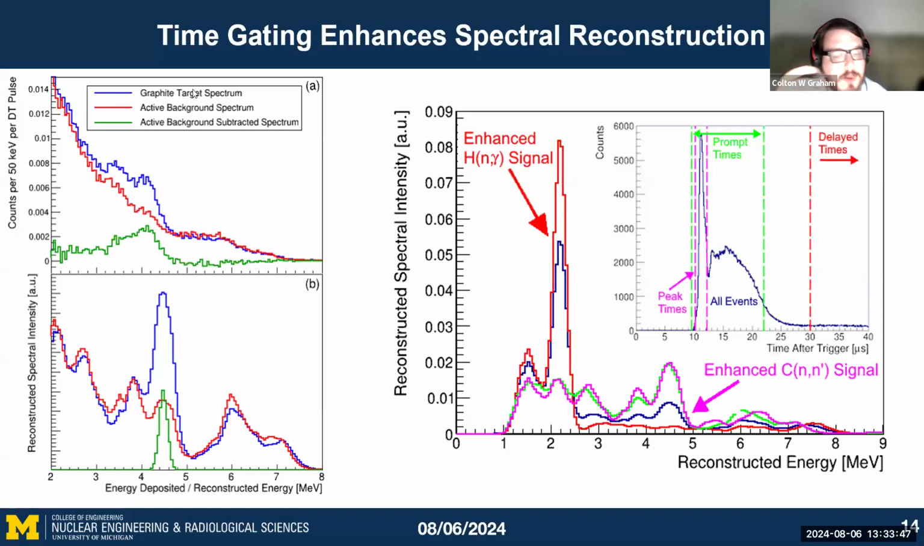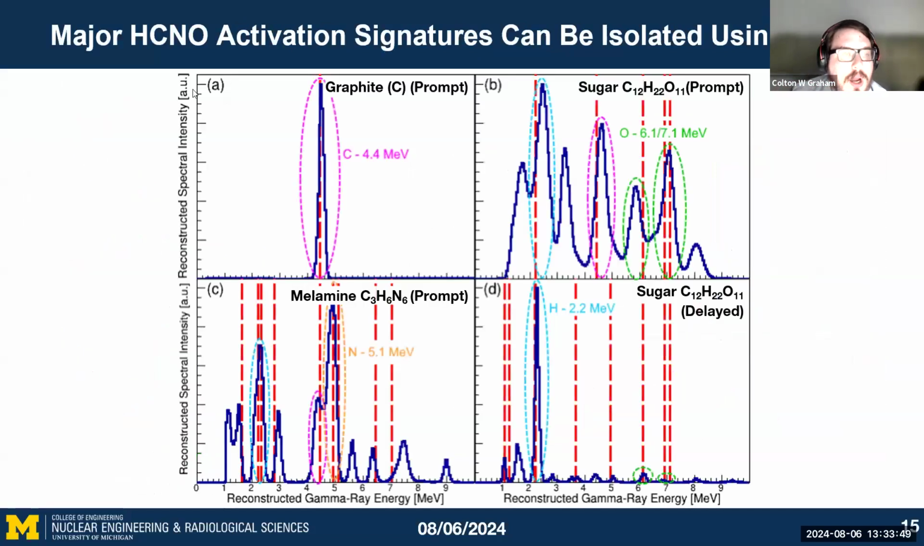pulse generator for this. Now, looking here, we did measurements with a couple different activation targets in order to span the range of those HCNO constituents of explosives and narcotics contraband. On the top left, we show the prompt measurement with graphite, pure carbon. In the top right, we show the measurement with sugar, which is carbon, hydrogen, and oxygen. In the bottom left, we show the measurement with melamine, carbon, hydrogen, and nitrogen. And then in the bottom right, we show the delayed measurement with sugar in order to look at the hydrogen.